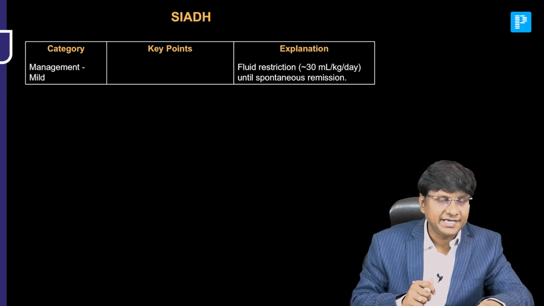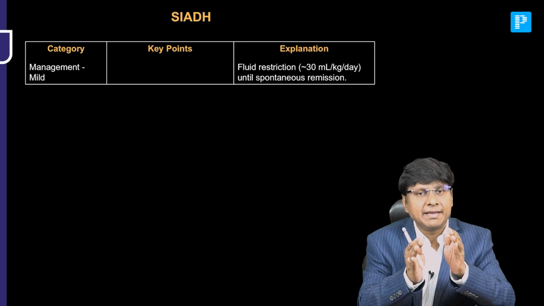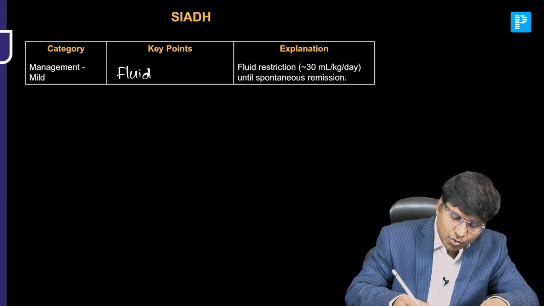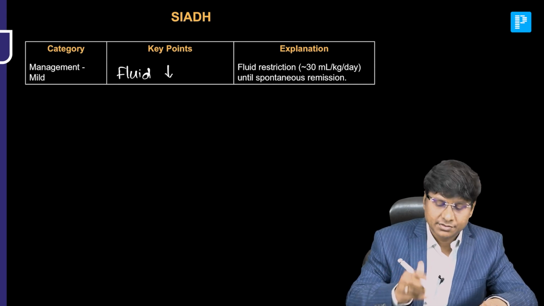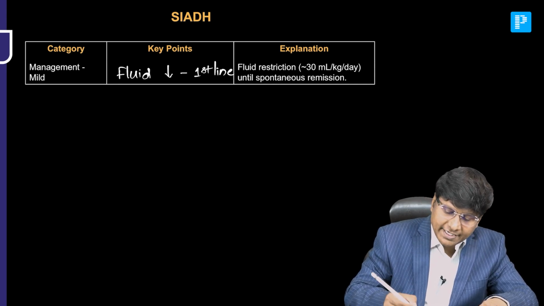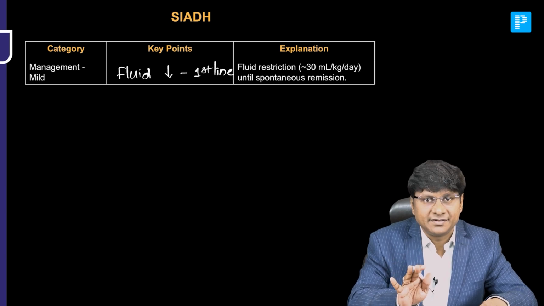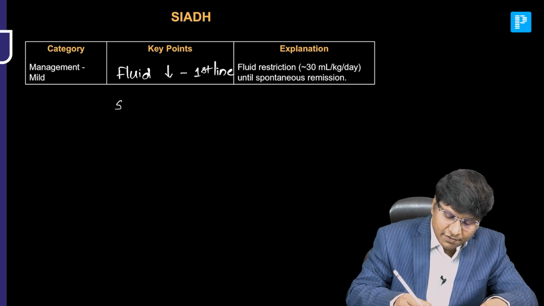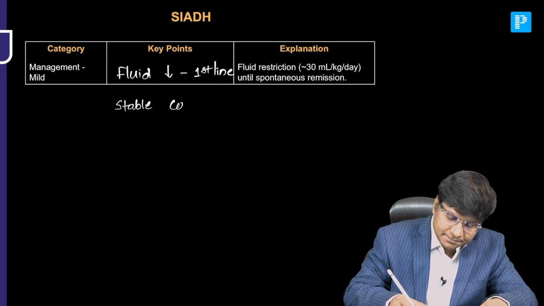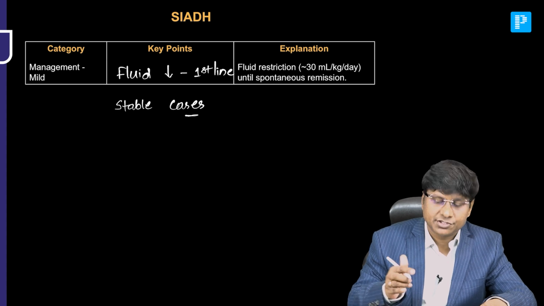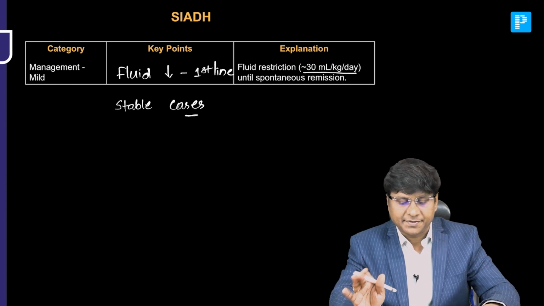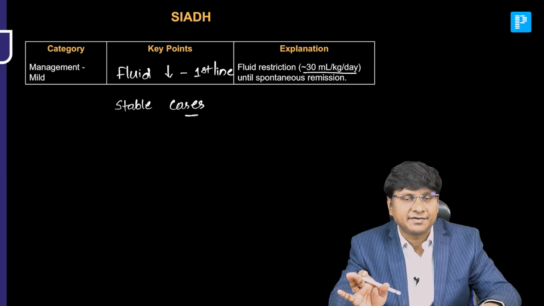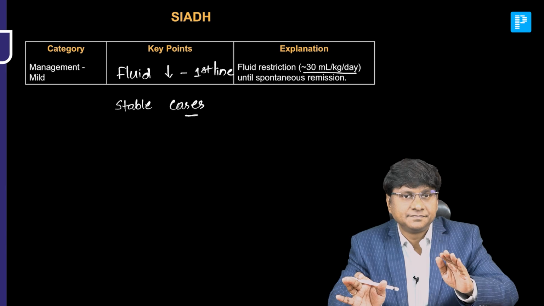Now, in the management of SIADH, if the individual has a mild form of SIADH, then just fluid restriction will be the first line treatment, right? The fluid restriction is first line mainly in the stable cases. And how much is that fluid restriction? That is nearly around 30 ml per kg per day. Around 30 ml per kg per day is the fluid that has to be restricted, and that is the first line treatment when the individual is stable.